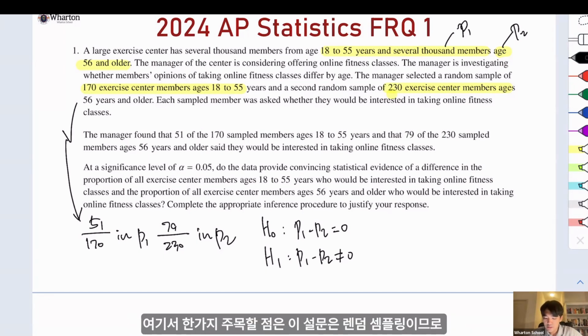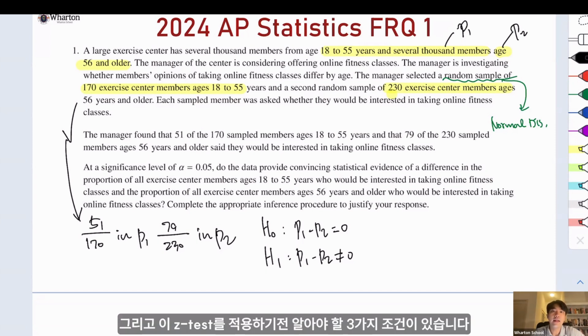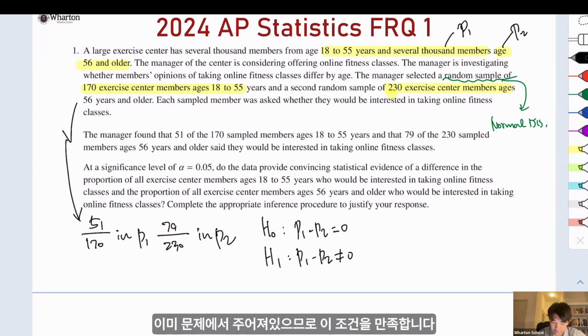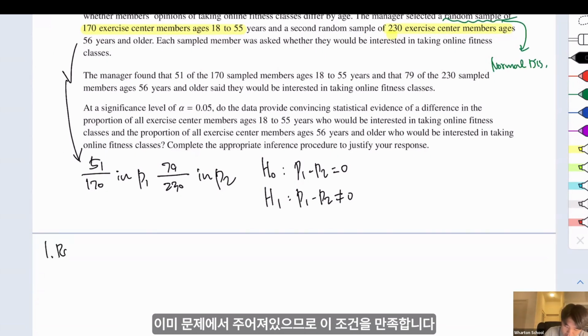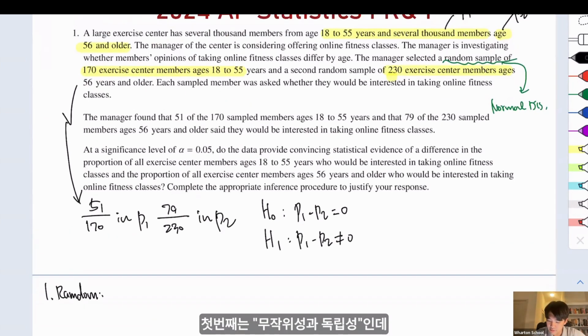One thing we have to notice is that since this is a random sample, we know that this follows a normal distribution. And since we're comparing two different samples and both of these follow a normal distribution, we can apply a z-test. There are three conditions that we need to check before we conduct the z-test. The first one is randomness. We have to make sure the samples are random and independent. And we already know that they are random because it clearly states that there are random samples.